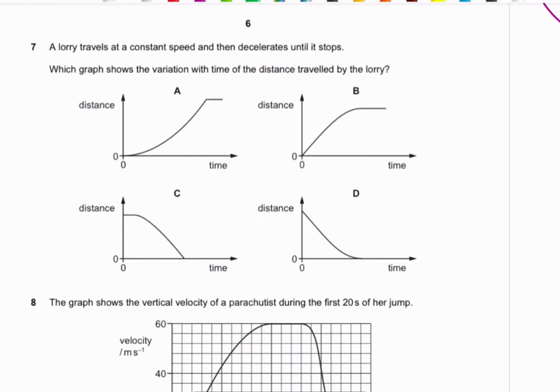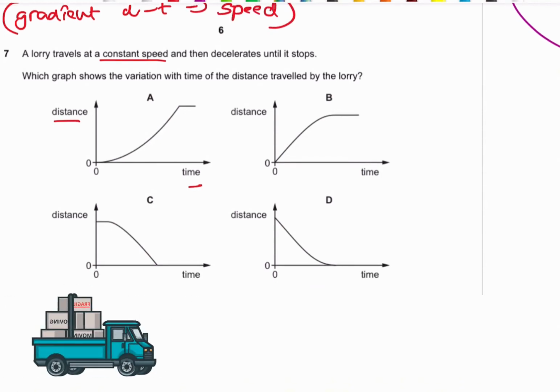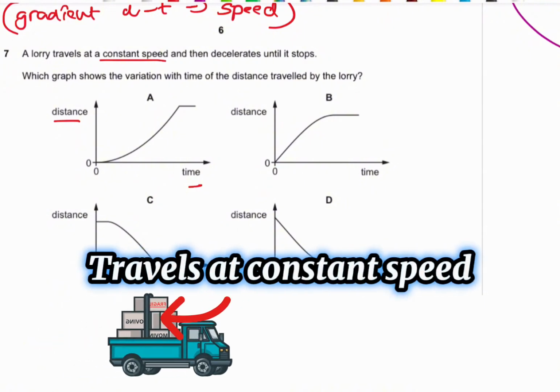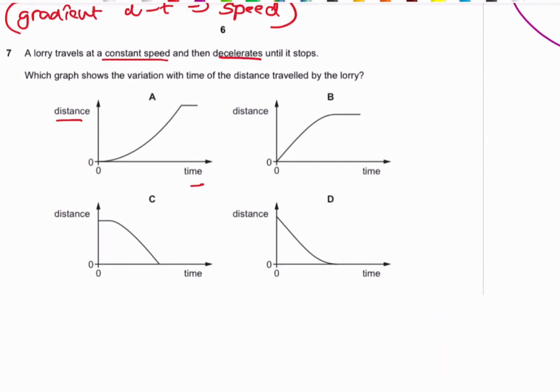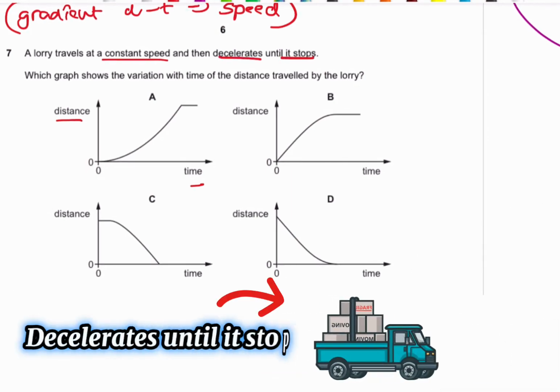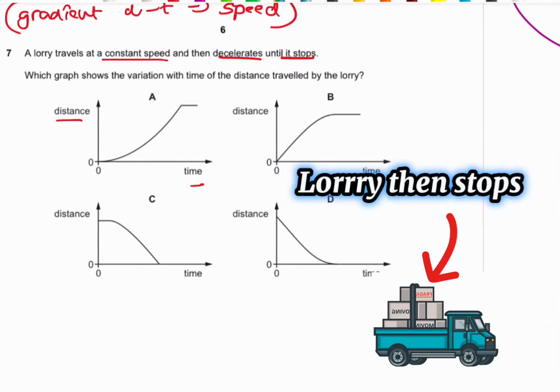I'll move on to question number 7. A lorry travels at a constant speed. Before we attempt this question, I can already see distance and time, so I will assume that the gradient of a distance time graph tells me something about speed. I'm told that it's traveling at a constant speed, so I expect a constant gradient. Then it decelerates until it stops. Deceleration means my gradient is decreasing until it stops. Stops means velocity 0, distance is not changing.